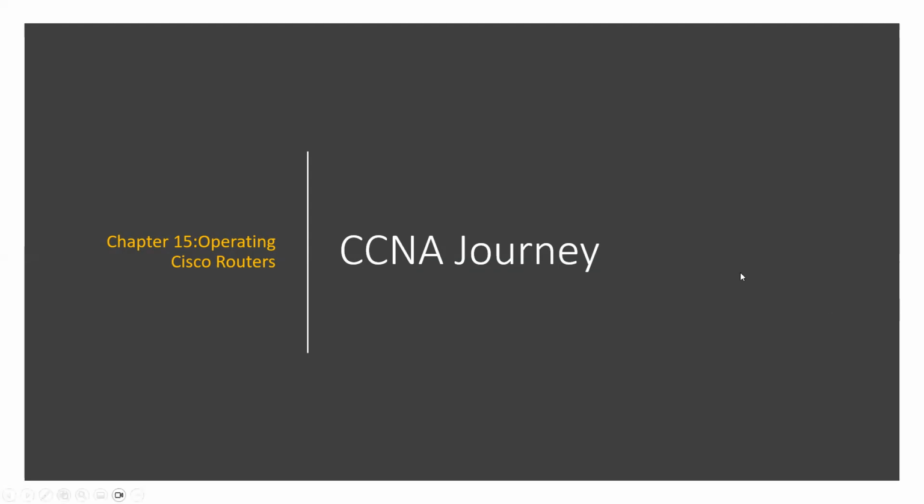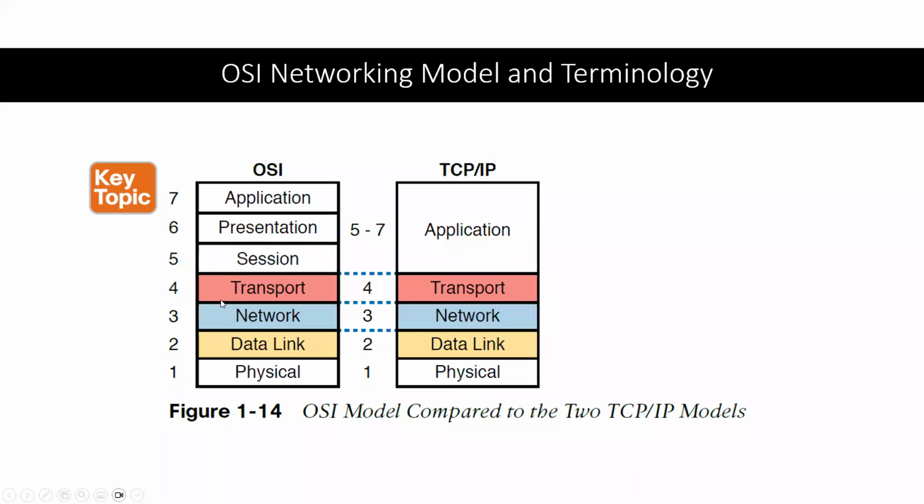So let's go ahead and jump on it. I'm starting from chapter 15 of volume 1, which is operating Cisco routers, but there are a couple of excerpts from different books, like the CCNP Encore, that I touch on in this session. So let's go ahead and get started.